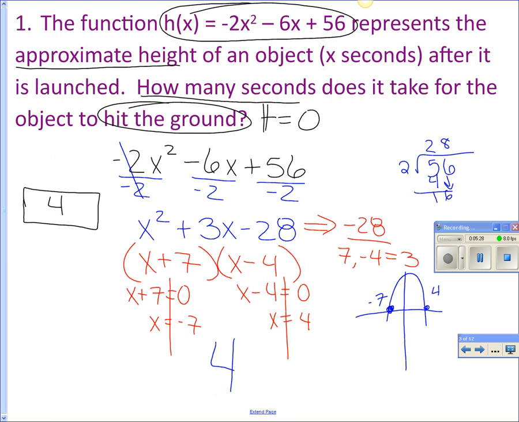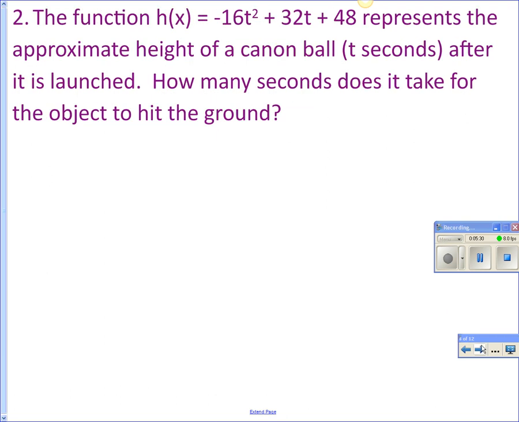Number 2, the function h of x equals negative 16t squared plus 32t plus 48 represents the approximate height of a cannonball t seconds after it's launched. How many seconds does it take for the object to hit the ground? What's something I need to circle? Hit the ground and the function. Those are the 2 really important things.